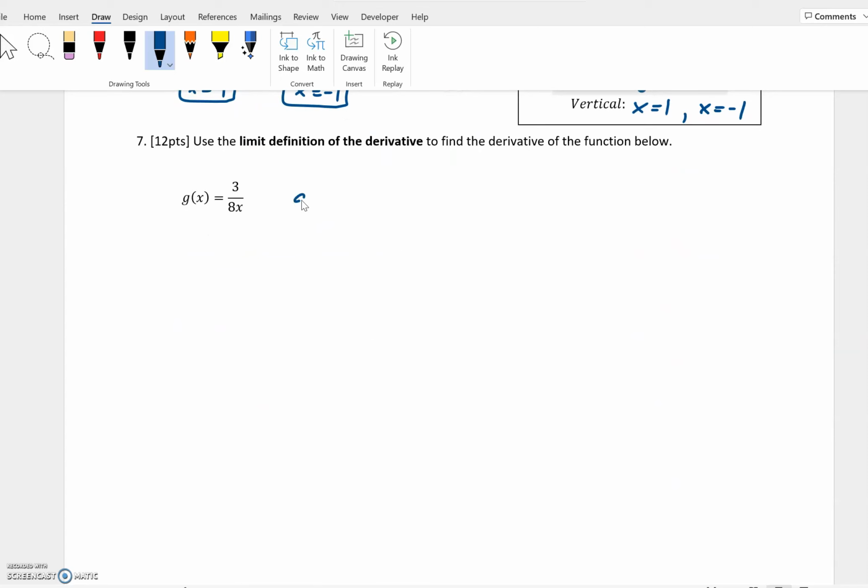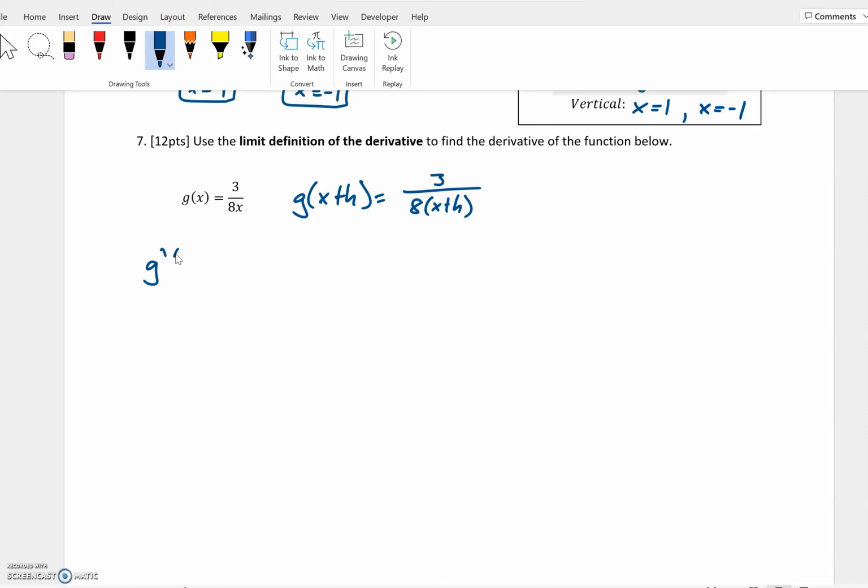So we have g of x. We want to know g of x plus h. Now, here's where we've got to be careful. I replace x with x plus h, but we've got to do that with parentheses, right? This is going to make a difference. If I don't have parentheses here, everything goes out the window.